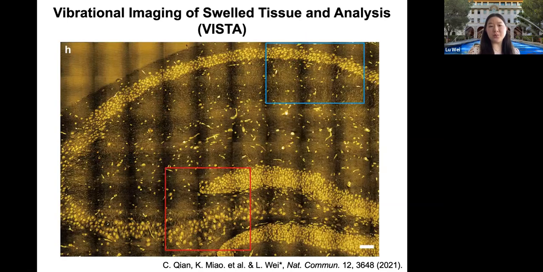But not only in cells, we can also do this in tissues. So this is an expanded and label-free SRS mapped hippocampal region of a brain tissue. We call this expansion and label-free imaging, with a very nice name, VISTA, for vibrational imaging of swelled tissue and analysis. And we were very amazed by the high contrast we were able to get.